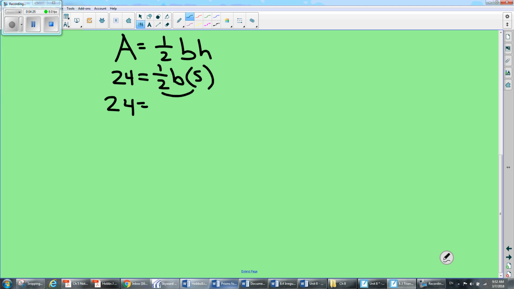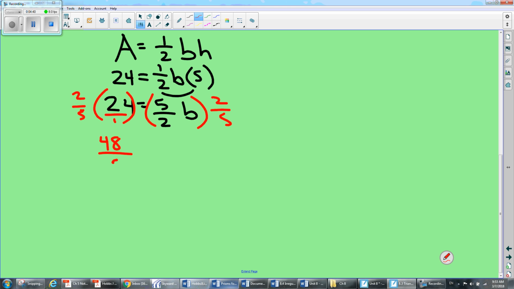So if I take 1/2 times 5, I get 5 halves, or 2.5. I could either divide both sides by 2.5 or multiply both sides by 2/5. We'd end up with 48 fifths for B. Or if you want to turn that into a decimal, we could say 9.6 centimeters.